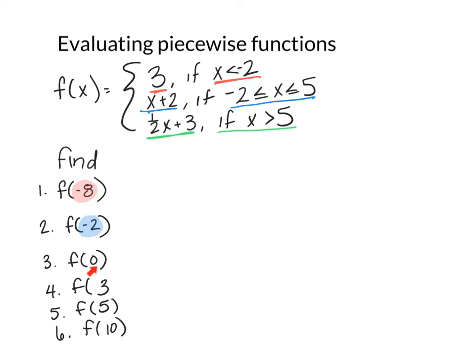Now the next one, 0. Where do you think 0 belongs? Is 0 greater than 5? No, so it's not green. Is 0 between -2 and 5? Yes, 0 belongs in here. So again, this is a blue one.